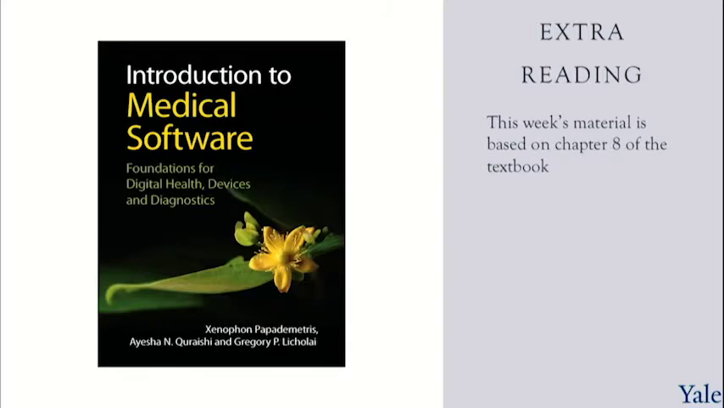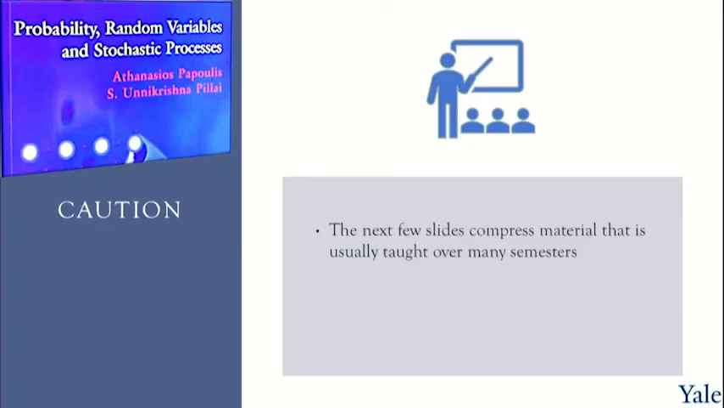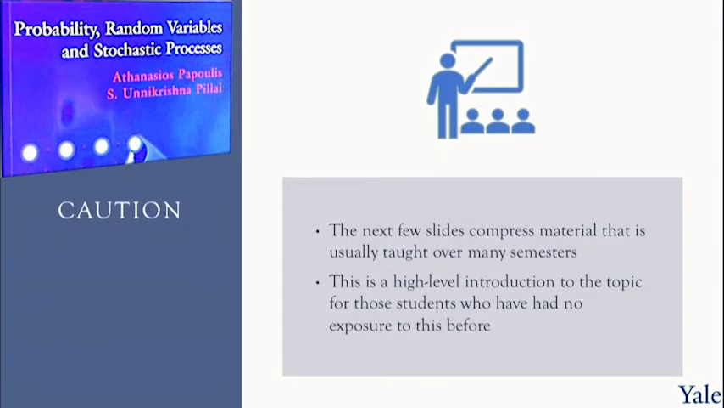This week's material, if you want to do some further reading, is based on week 8 of this textbook. And here as a disclaimer, the next few slides compress material that's usually taught over many, many semesters. This is a very high-level introduction to the topic for those students that have no exposure to this before. There are many textbooks. This is the one I was taught from. This is the work by Papoulis and Pillai on probability, random variables, and stochastic processes. So there are many other books like this that you can also go back to for more detail.